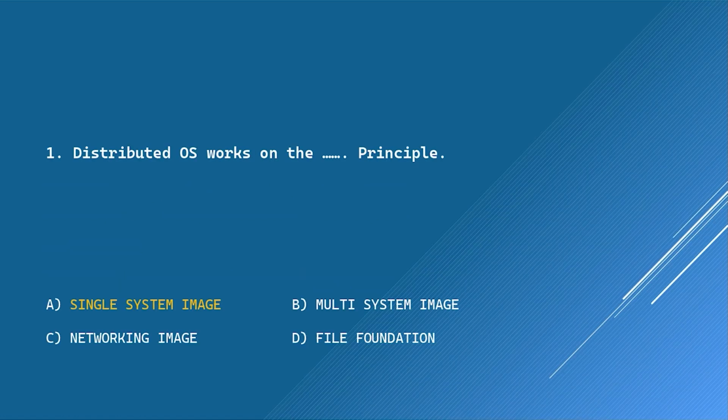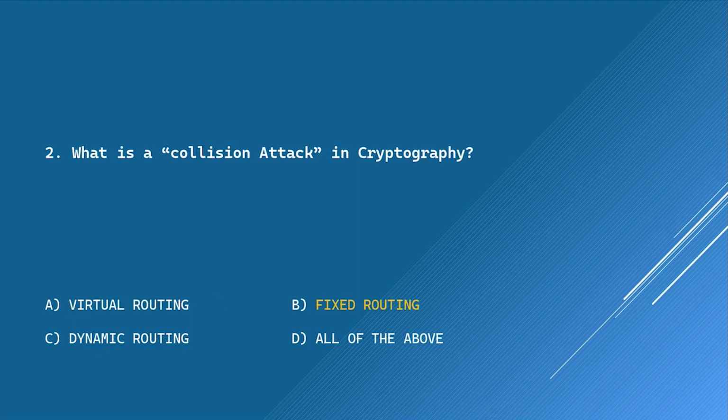1. Distributed OS works on the principle of? A. Single system image. B. Multi-system image. C. Networking image. D. File foundation. Correct answer is A, single system image.